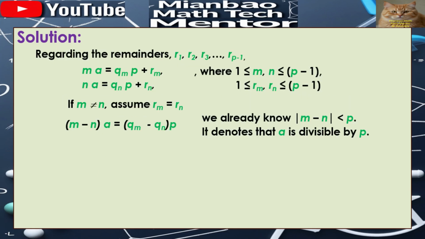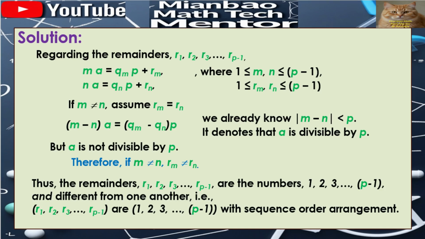Regarding the remainders, r1, r2, r3, and so on, r(p minus 1). m times a equals qm times p, plus rm. n times a equals qn times p, plus rn. If m is not equal to n, assume the remainders rm equals rn, we have (m minus n) times a equals (qm minus qn) times p. We already know the absolute value of m minus n is less than p. It denotes that a is divisible by p.